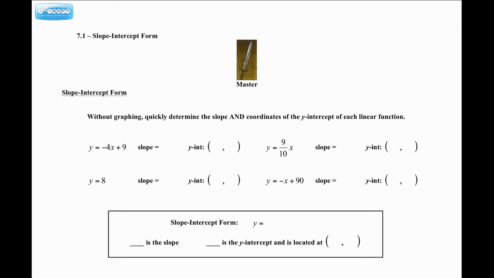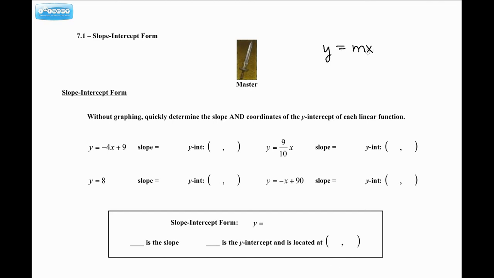Chapter 7, Section 1, Slope-Intercept Form, Master Level. So we're just going to tie together everything that we covered in the previous two videos. Without graphing, quickly determine the slope and coordinates of the y-intercept of each linear function. Notice that all of these are of the form y equals mx plus b.